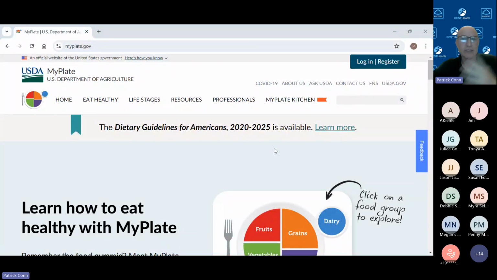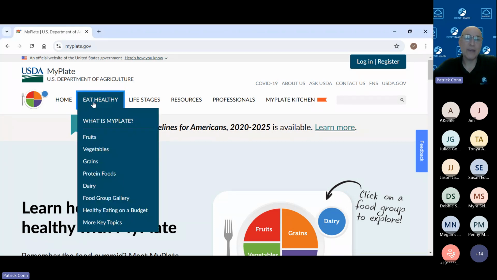Again, I'm not going to go through all of this for the sake of time here. But if you look under this Eat Healthy tab, it tells you what is My Plate, and it'll, of course, give you information that I just told you. You can go through specifically every food group that you want to learn more about. It will give you specific information based on your age group. It'll talk about different fruits, different vegetables, different grain sources, protein foods, dairy, how to eat healthy on a budget. And I know that's an important topic for people. So again, under Eat Healthy, you can learn so much more about each food group.